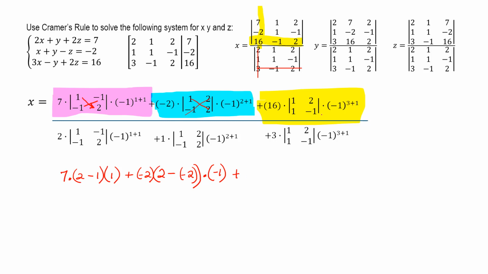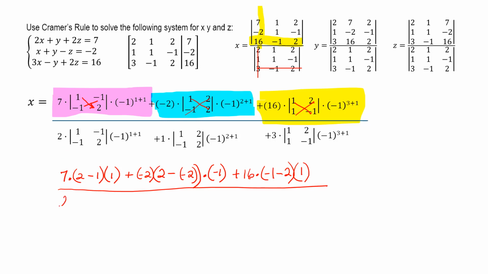Then I'm going to add 16 times 1 times -1, which is -1, minus 1 times 2, which is 2. And I'm going to multiply all that by -1 to the 4th, which is +1. So that's my numerator.